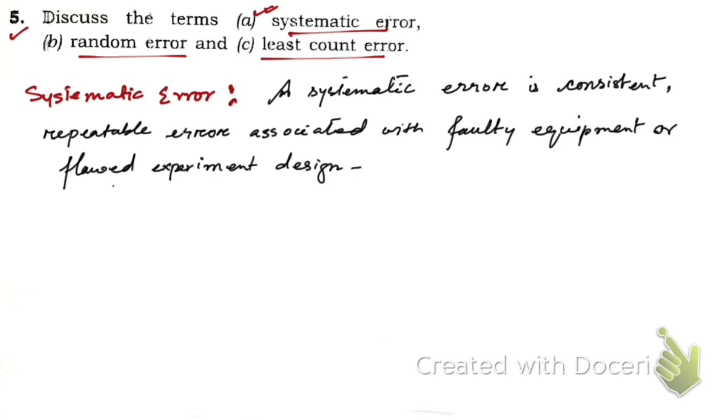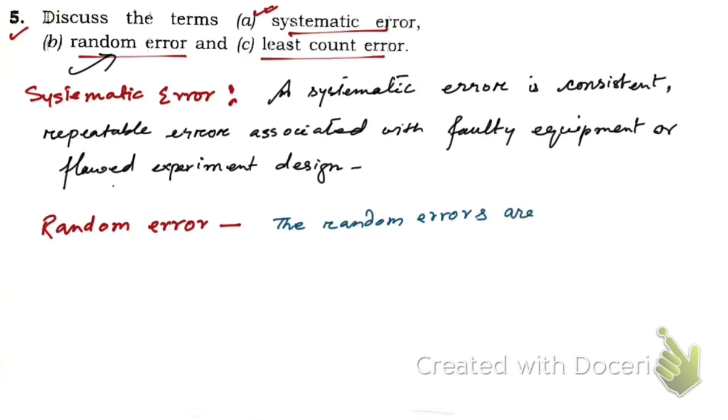So now let us discuss random error. And what is random error? Random errors are non-systematic errors due to unknown causes. So we don't know the reason behind this error, why it is taking place, right?